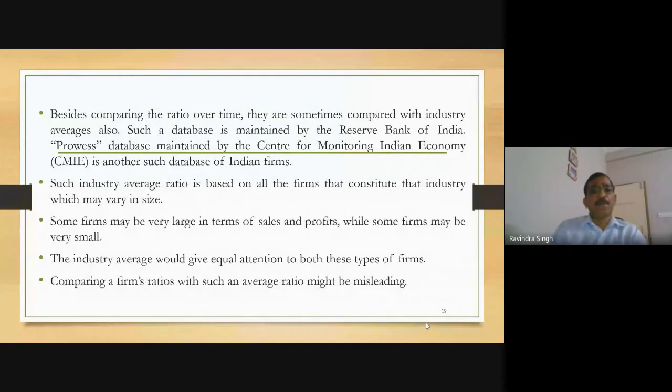Besides comparing the ratios over time, now see, this is the control, this is the strict rule. They are sometimes compared with the industry averages also. Such a database is maintained by the Reserve Bank of India. Prowess database का नाम है Prowess, maintained by the Centre for Monitoring Indian Economy, is another such database of Indian firms.